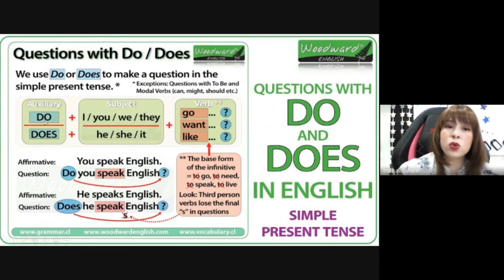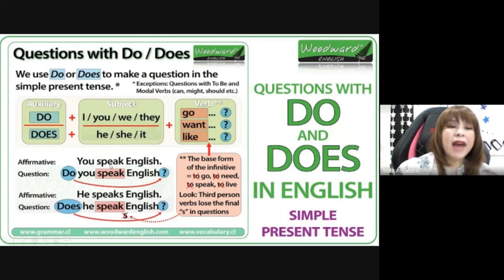Remember, do is used when the subject is I, you, we, and they, and does is used when the subject is he, she, or it. Depending on the subject, then we decide which auxiliary we need to use. So here we have some examples. Do you go to the park every day? Do you want a cup of coffee? Does he like playing video games?